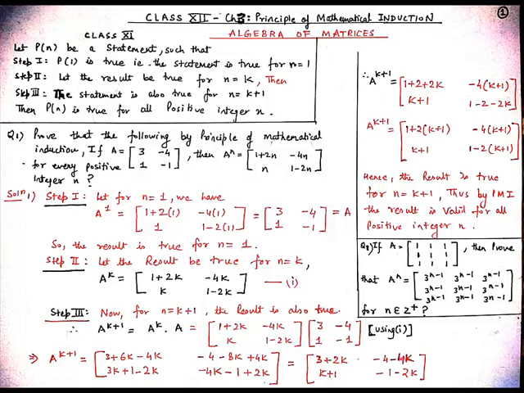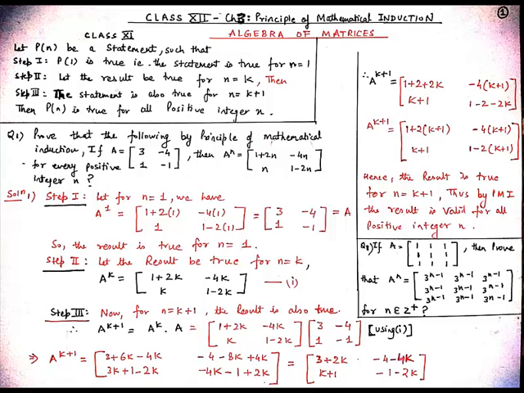And on substituting the value of A to the power k from I, we can write it as [1 plus 2k, -4k; k, 1 minus 2k] into [3, -4; 1, -1]. And now you know how to do multiplication in algebra of matrices. So first we will take the a11 element, which is 1 plus 2k, and multiply it by the first element of matrix A, which is 3. So 3 into 1 is 3, and 3 into 2k is 6k.